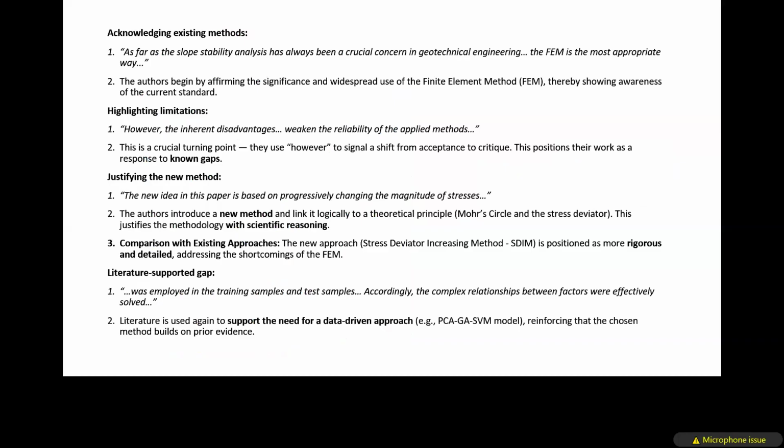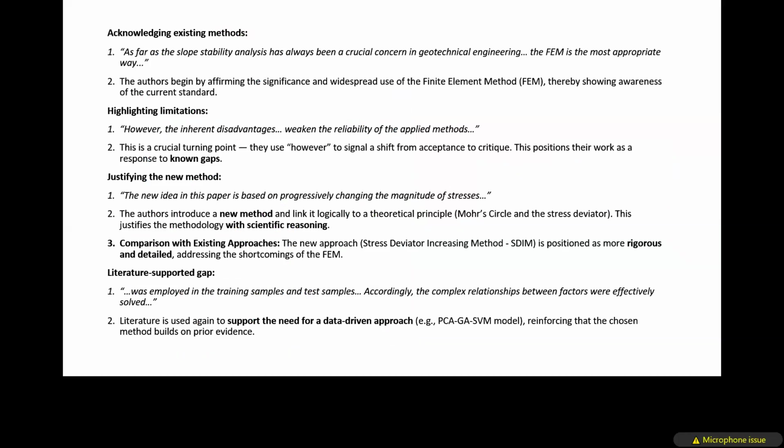If you want to highlight the limitations, this is how those authors have done it. However, the inherent disadvantages weaken the reliability. This is a crucial turning point. They use "however" to signal the shift, right?